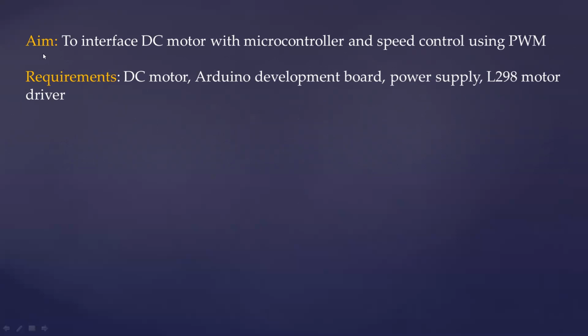So the requirement, we will need a DC motor. So we can take a 12-volt DC motor, then an Arduino development board. So we have programmed it in the last experiment, that is ultrasonic sensor interfacing. So we are using the same Arduino development board here. You can use an 8051 microcontroller instead of the Arduino development board. Almost the programming is same. There is a little bit of change in the programming language. Okay, but the structure is same for C language and for the Arduino language.